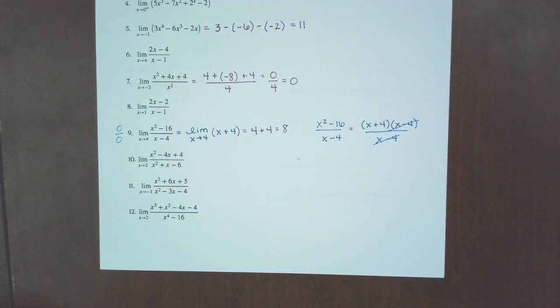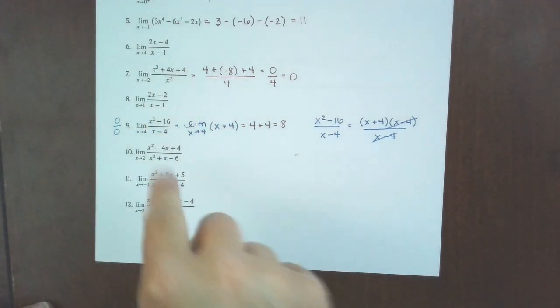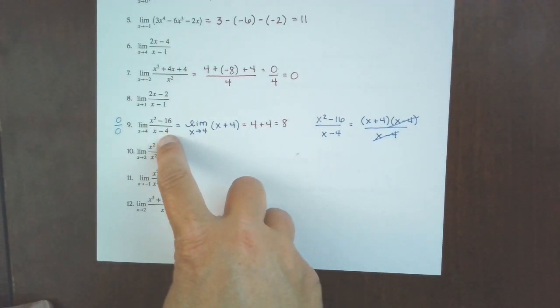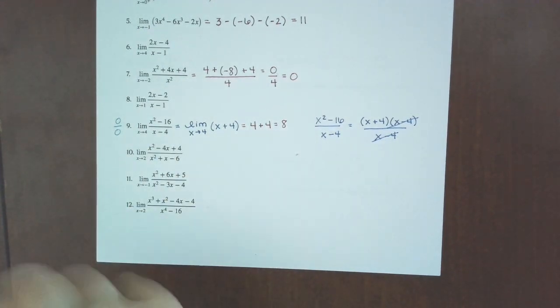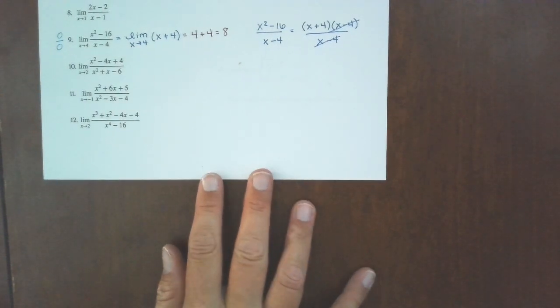So what that is telling me is this function would actually, oh, I'm sorry, I pointed at the wrong one. This function would have a hole at x equals 4, but that's okay. Just because it has a hole, like that's a removable discontinuity, and that means that I can find a limit still. Okay, let's take a look at number 11. I'm guessing a similar thing is going to happen.